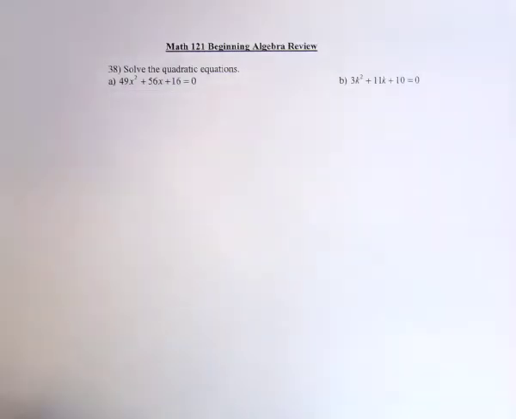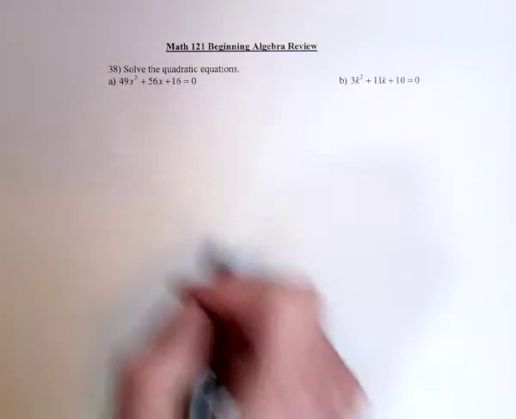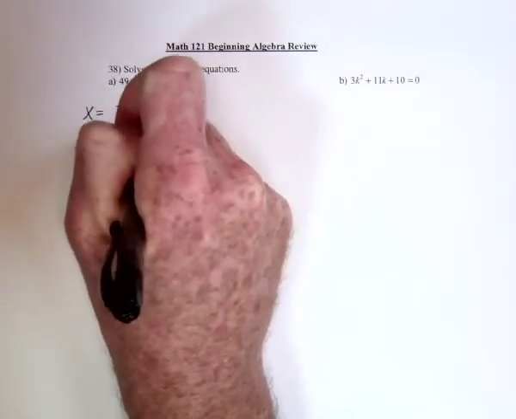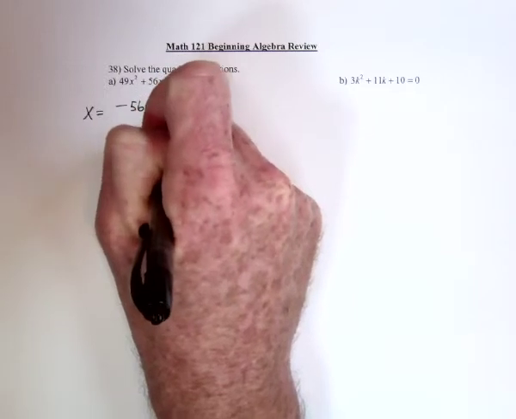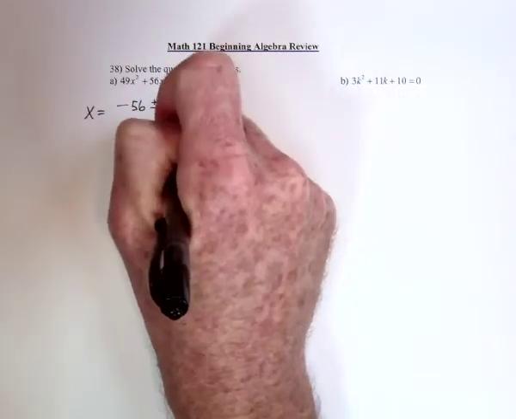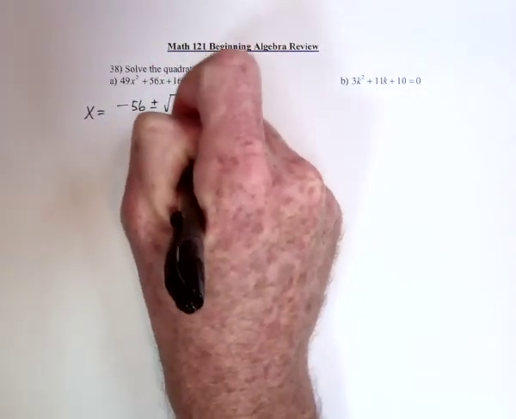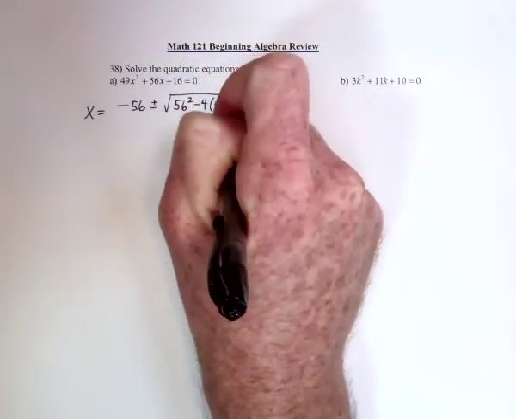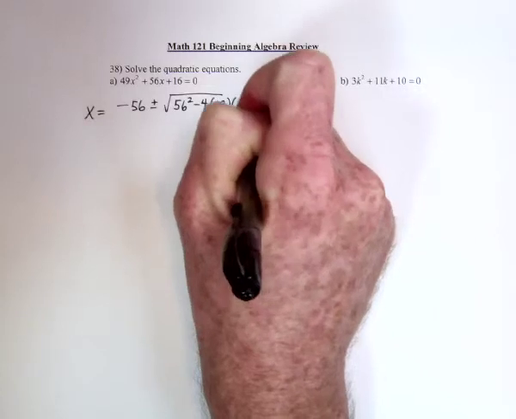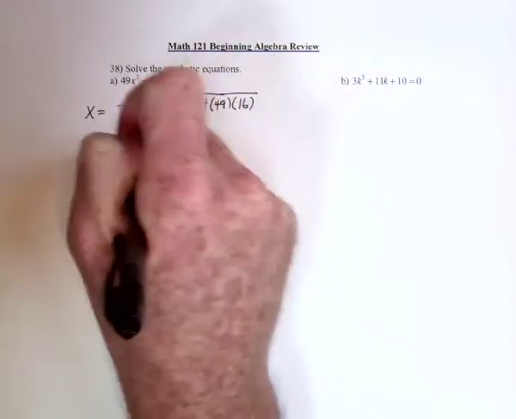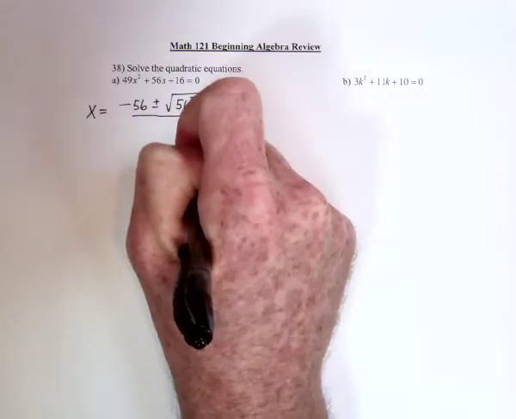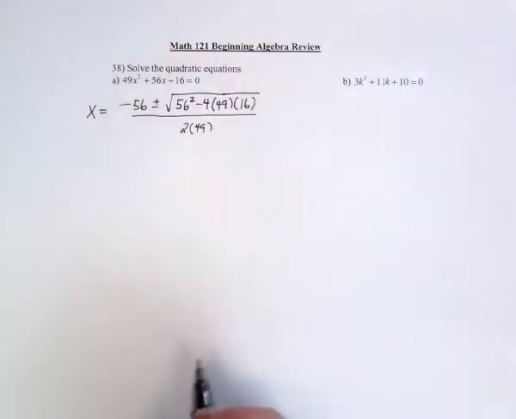Okay, I got distracted. So we've got x is equal to negative b plus or minus the square root of b squared minus 4 times a times c. And then it's divided by 2 times a. Thank goodness, those are going to be some big numbers.